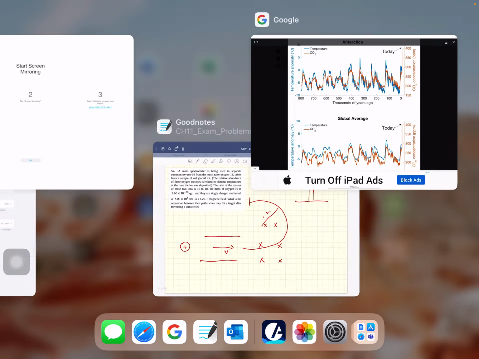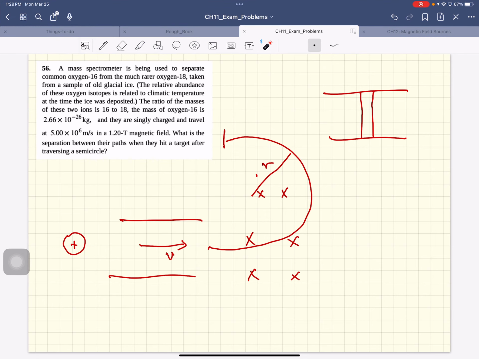You guys understand? So that's what this problem is about. The relative abundance of these oxygen isotopes is related to climatic temperatures at the time the ice was deposited. The ratio of masses of these two ions is 16 to 18, and they're singly charged and travel at five times 10 to the 6 meters per second, and the velocity selector selects these velocities.